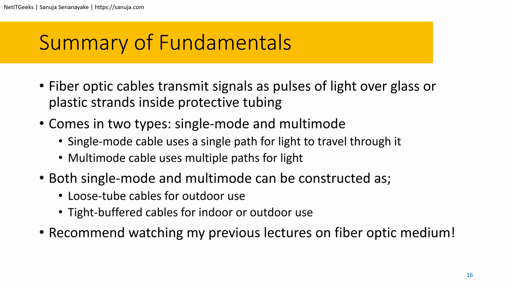Why? Because this lecture series is about cabling, but you still need to understand that fiber optic cables transmit signals as pulses of light over glass or plastic strands, and most of the time we use glass, but sometimes we use plastic. They come in two types, which are called single mode and multi-mode. And I told you that single mode uses a single path for light to travel through it, and multi-mode cable uses multiple paths for light to travel through it. Actually, I haven't introduced that concept in depth in the previous slides, but that's basically the difference in terms of how the light is transmitted.